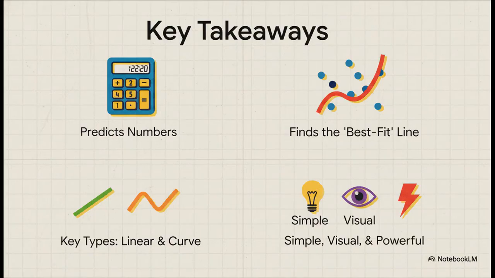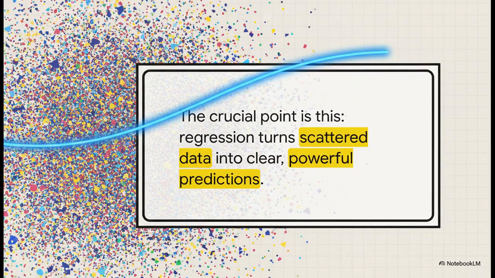So let's just quickly recap the key things to remember. First, regression predicts numbers. Simple. Second, it does this by finding that best fit line or curve that slices through your data points. Third, there are different types like linear, polynomial, and multiple for handling different kinds of patterns. And finally, it's a simple, visual, and just plain powerful model to start with in machine learning. But the most crucial point is this. Regression is all about turning a bunch of scattered, messy data into a powerful, simple prediction. It finds the story hidden in the noise.